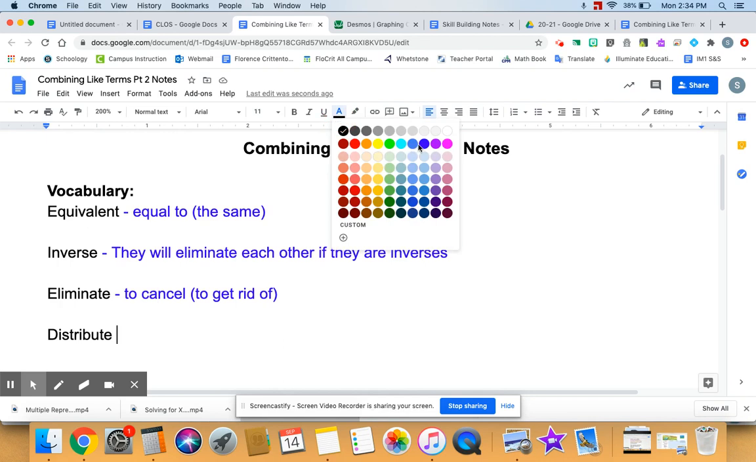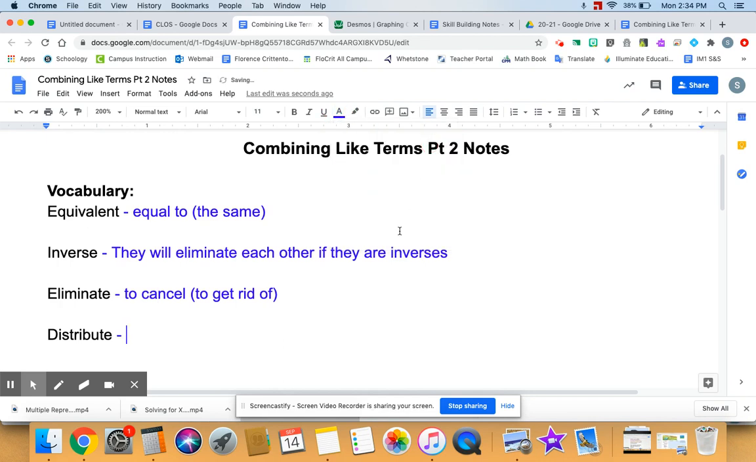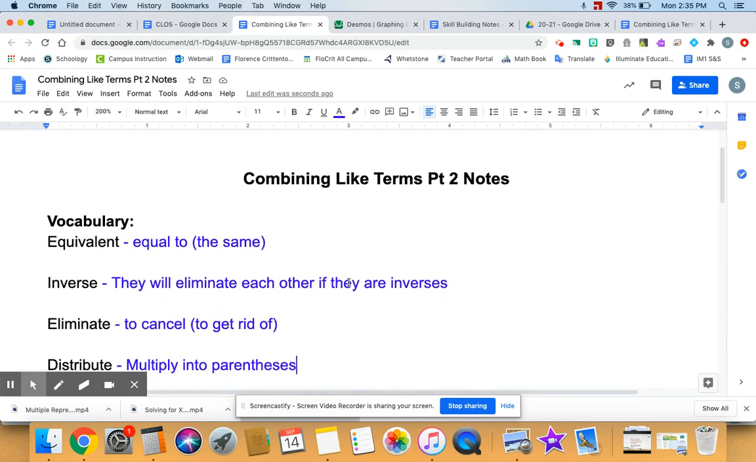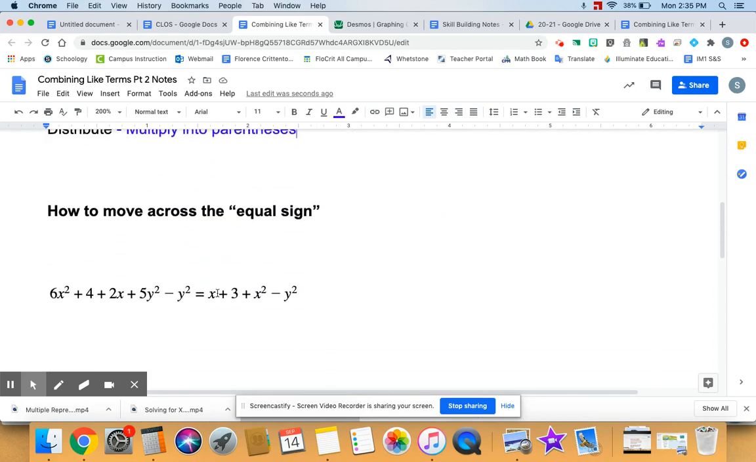And then the last word is distribute, and we're going to need to distribute. And distribute is a big word that means multiply in two parentheses. So the difference between the first set of notes and this set of notes is now there is an equal sign.